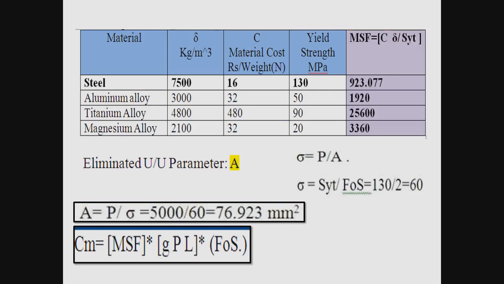So here we have not just done the design, we have done the optimum design. We can also use the aluminum alloy to design this tensile bar. We can also use titanium alloy. We can also use magnesium alloy. So there are 4 design solutions we can get here. But the optimum design solution is this one. When you use steel as the material, we can make the design optimum in terms of the cost involved. So this is the first problem.